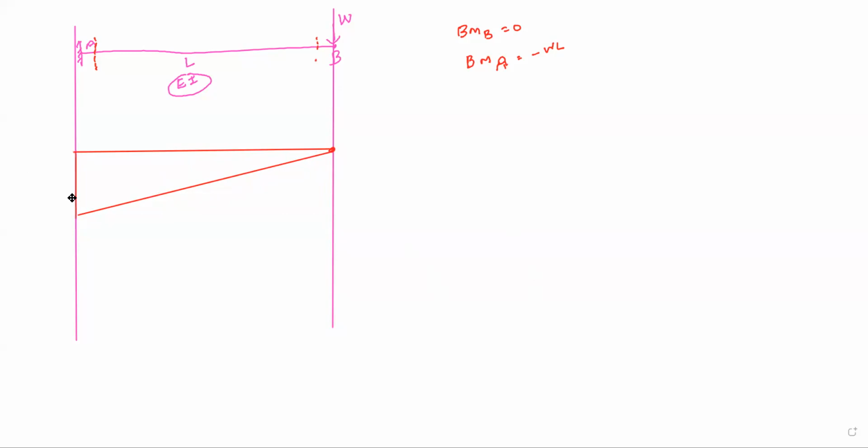This is your bending moment diagram. Does anyone have confusion up to here? Your nature is negative, and the value is W into L. Is it clear, students? Please confirm me. Yes. This is your M diagram.